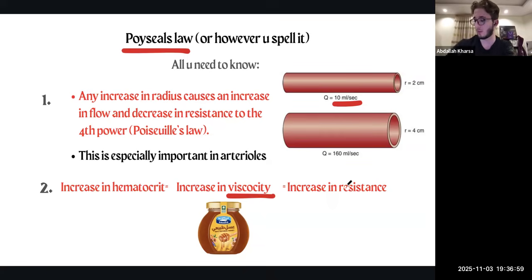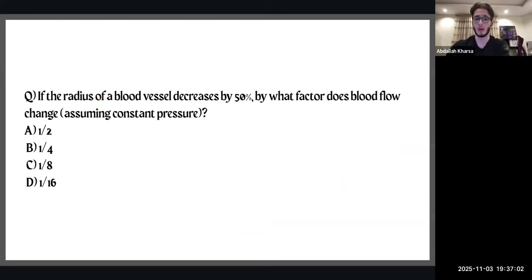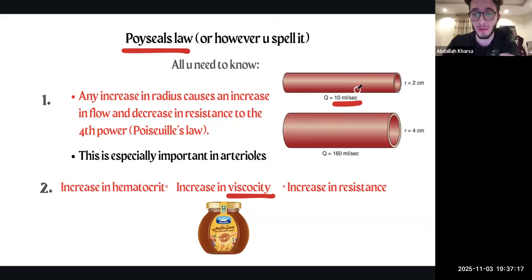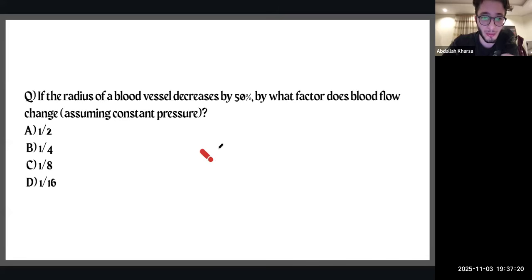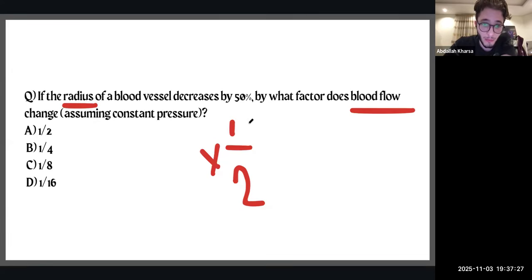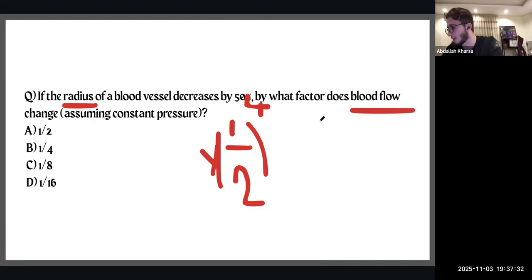We are moving on. Another question. If the radius of a blood vessel decreases, wow, that was fast, someone already said D. If the radius of a blood vessel decreases by 50%, by what factor is blood flow changed? We pretty much did the same thing here, but it's the opposite. We're doing times 1/2, but we said this is radius and blood flow. If we do 1/2 to the power of 4, we're going to get 1/16. Exactly, 0.5 to the power of 4. Excellent. So it's going to be 1/16.